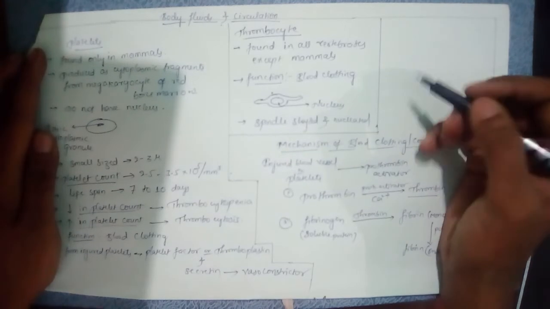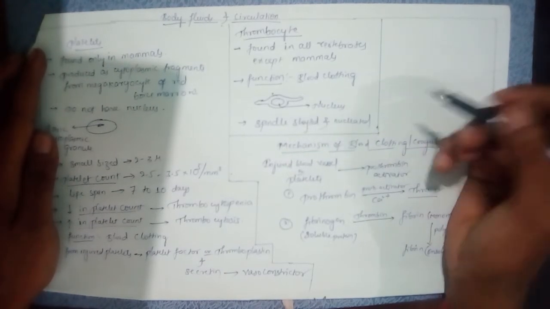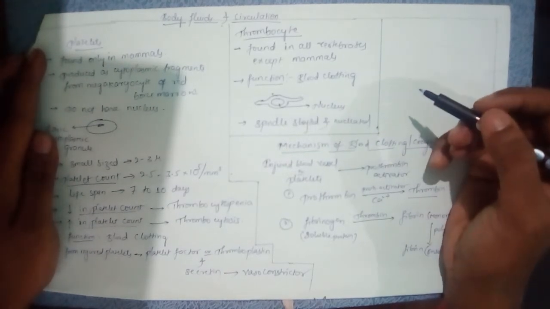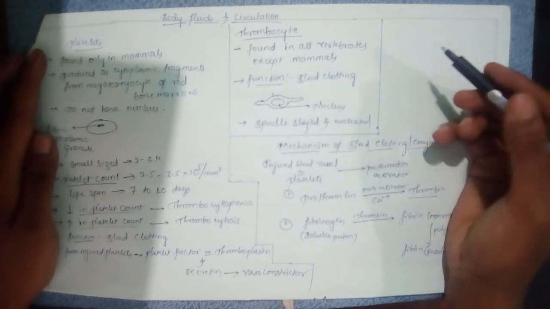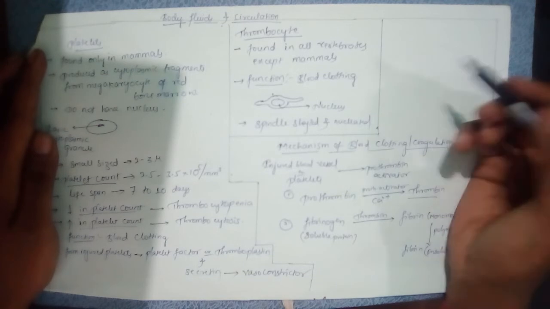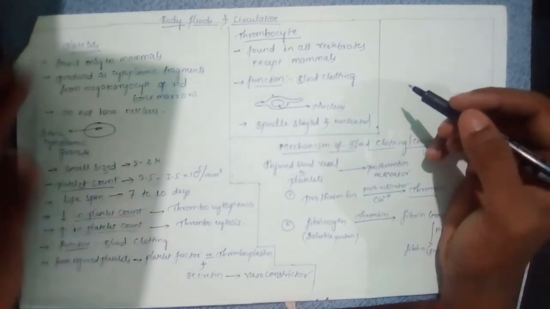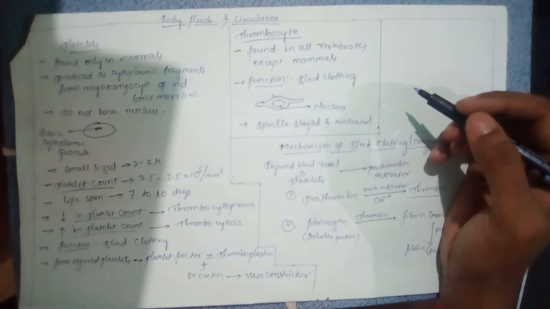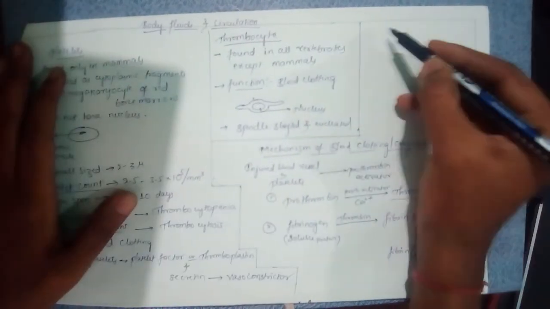Hello students. In the last class we came across RBC as well as WBC. WBCs are systematically of two types, granulocytes and agranulocytes. Granulocytes are further divided into three types: acidophils, basophils and neutrophils. Agranulocytes are of two types: lymphocyte and monocyte. And we already came across the spleen.